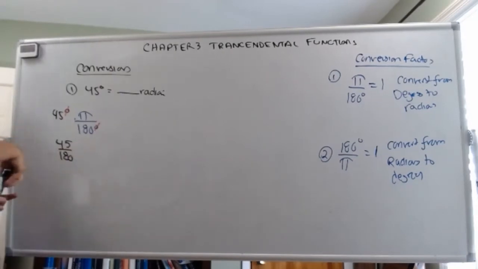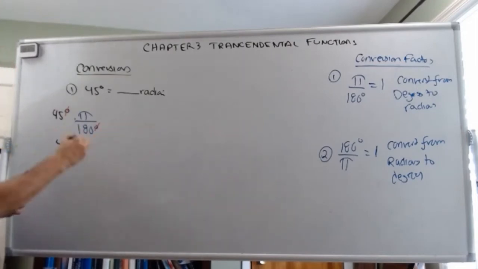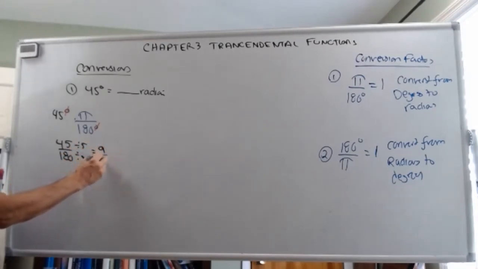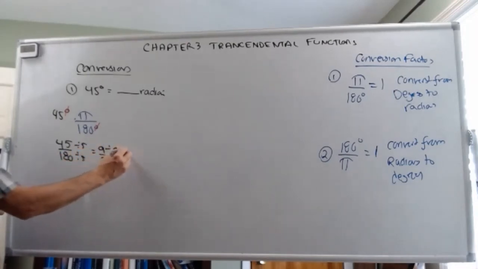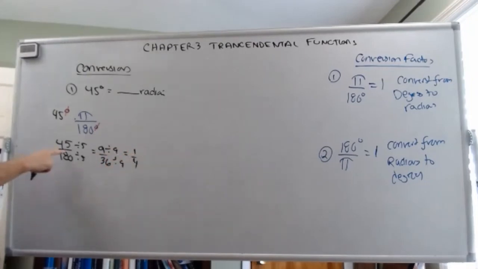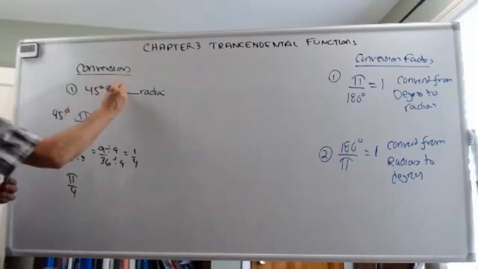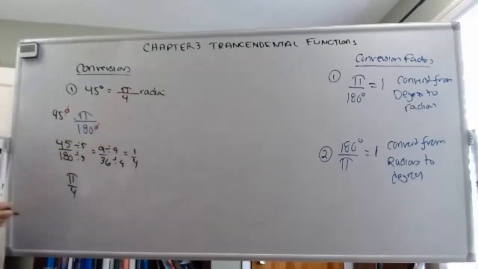Even if you don't do it that way, say we did this. Let me just simplify. I have my pi out here, and we're going to simplify this a little bit. I can divide everything by 5, because I have a 5 and a 0. So that gives me 9 over 36. And I could divide top and bottom by 9, so I end up with 1/4. Or I could have divided everything by 45, top and bottom. So this now becomes pi over 4. And that's my radian measure, pi over 4.